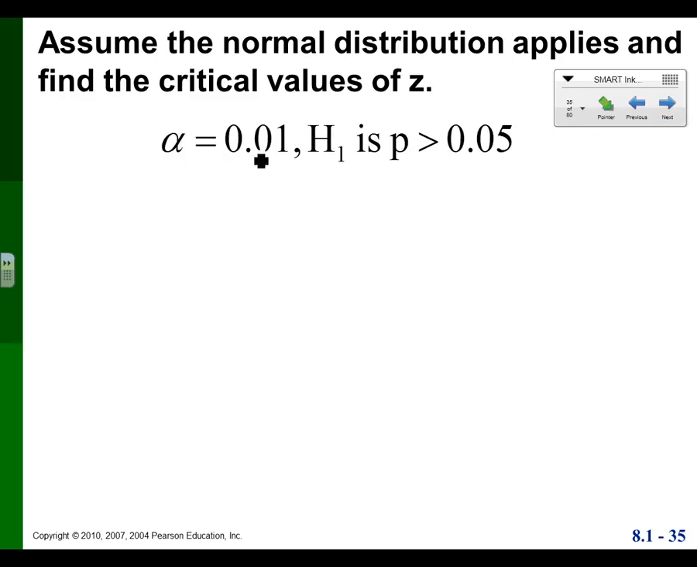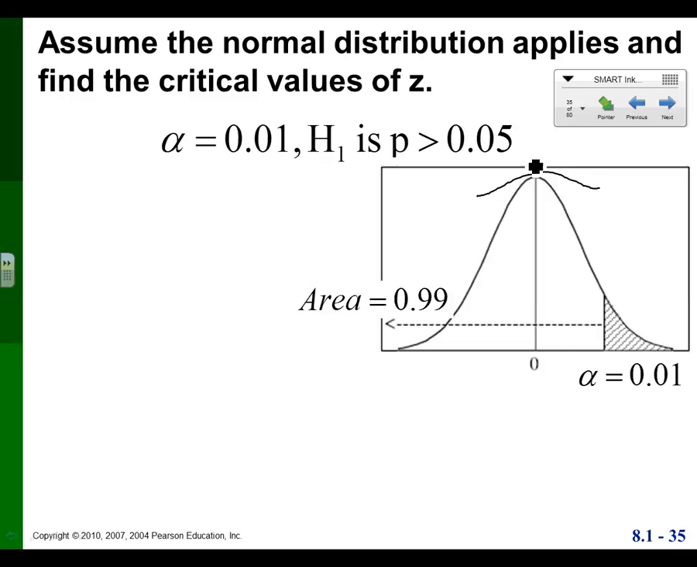Alpha is 0.01, H1 is P greater than 0.05. Assume normal distribution applies on the critical values of z. So the probability is greater than 0.05. So, means you have all this region right here for it to be true. Here's alpha. Oh, this is a one-tail test. Okay.